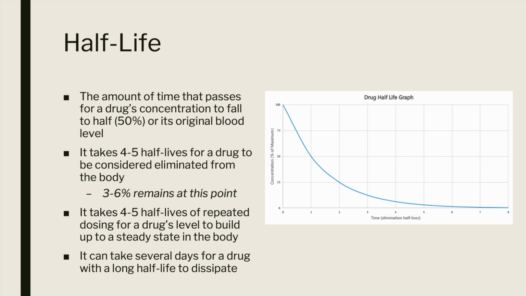It's also going to take about 4 to 5 half-lives of repeated dosing for a drug's level to build up to a steady state in the body. And it can take several days for a drug with a long half-life to actually dissipate or be removed from the body or lower. So it's just going to vary on the different types of drugs.